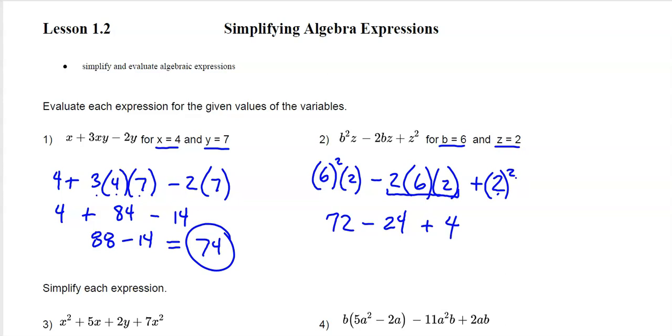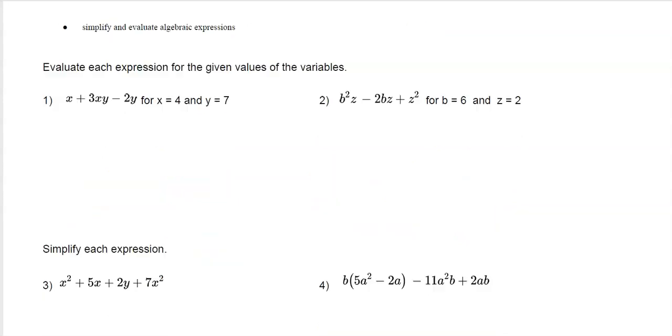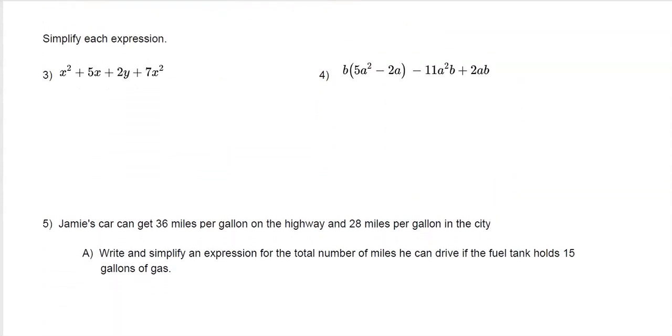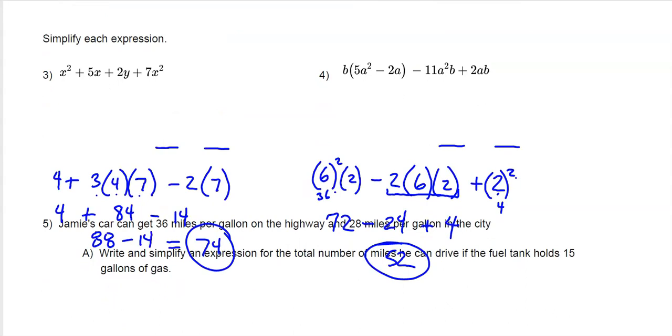Technically, you're supposed to do powers first. So I should have done the 36 first, and then done this 4 over here. But I was going to go right into multiplication, so I just did it as I went. 72 minus 24, that's 48 plus 4. So I believe 52. Yep, looks like what I have on my paper. Looks good. All right, moving right down, says we're going to simplify some expressions. So we need to clean things up a little bit.